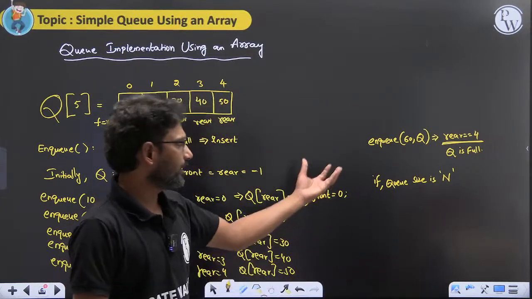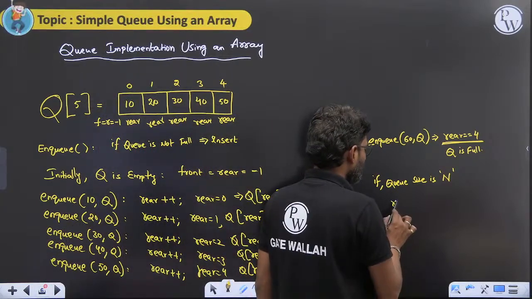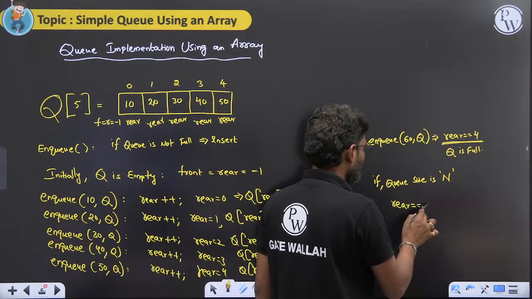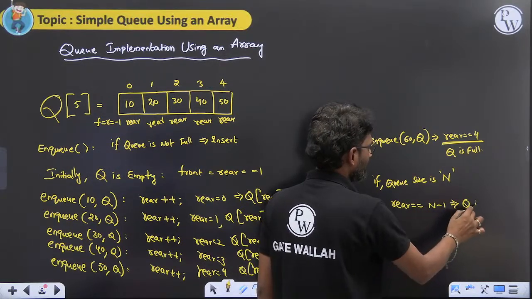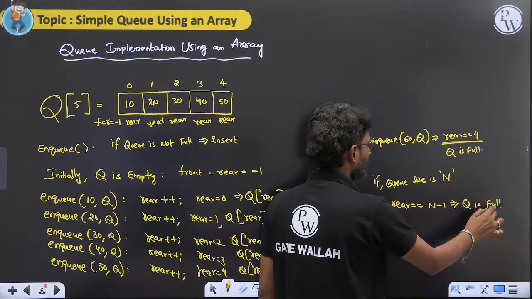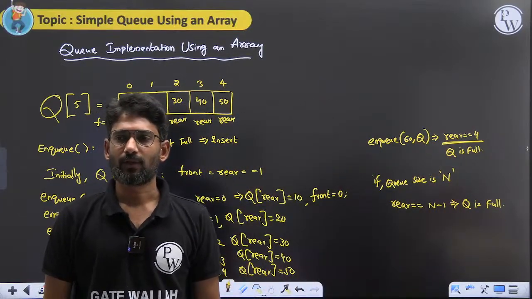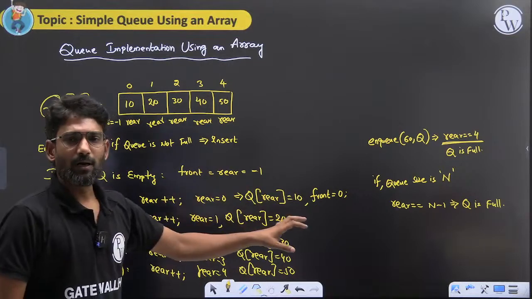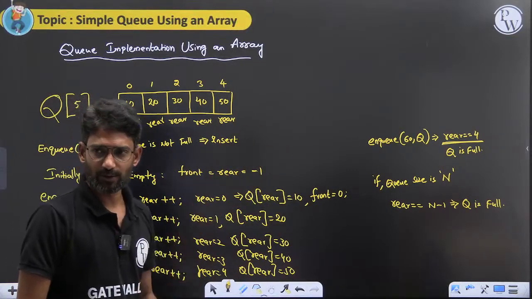If I take the queue size as n, now when rear is equal to n minus 1, that indicates the queue is full. Right? So everyone understood how we have to actually perform the enqueue operation.